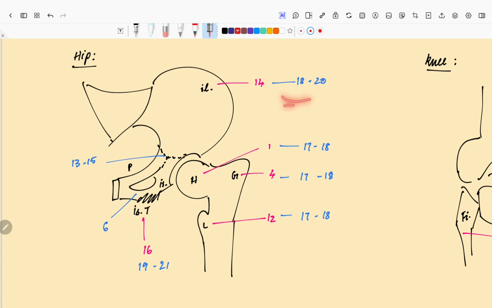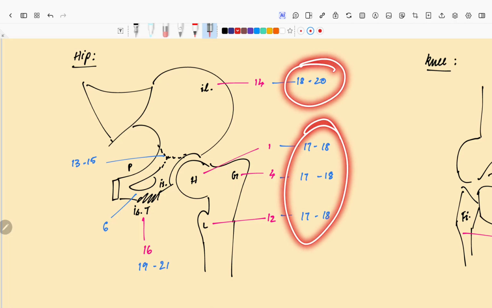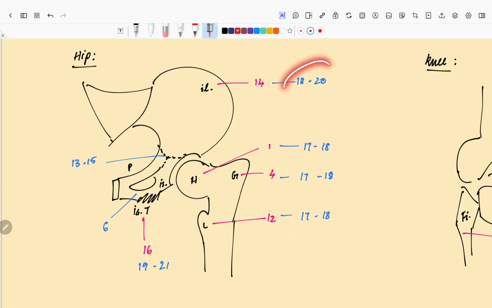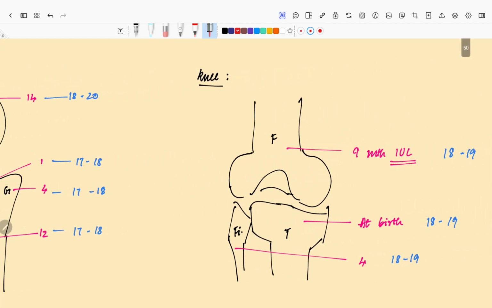Okay, so main things that we can identify in a hip X-ray is whether these are fused, whether this is fused. It's easy to identify. Okay, remember this. And this is a non-growing end. Femur upper end is non-growing, so this is 17 to 18 years.